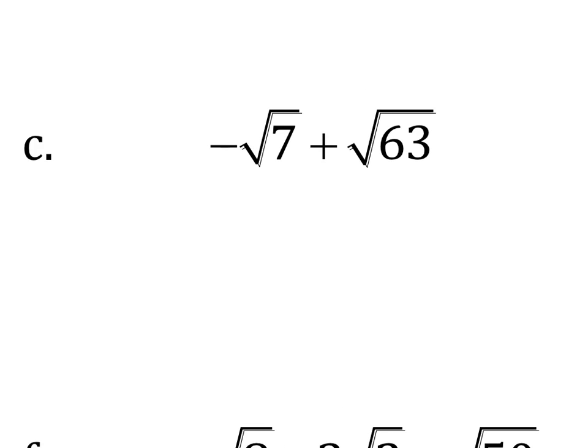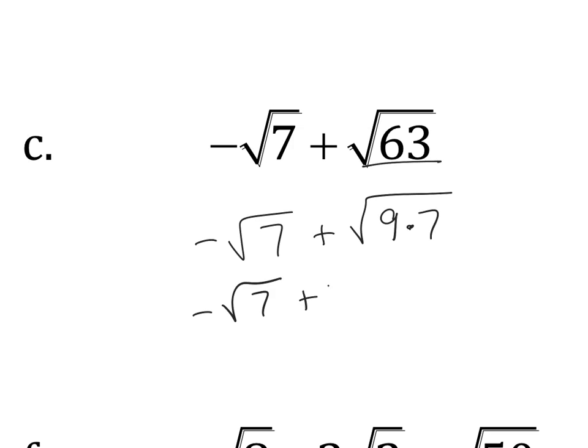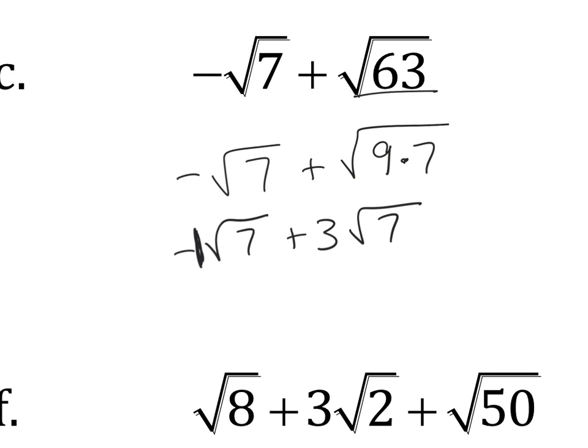Okay, for C, I'm going to have to simplify 63, which I can simplify into square root of 9 times 7. And then the square root of 9 is 3. So I have 3 square root of 7. And then remember, no number, you assume there's a 1. Negative 1 plus 3 is 2. So my answer is 2 square root of 7.